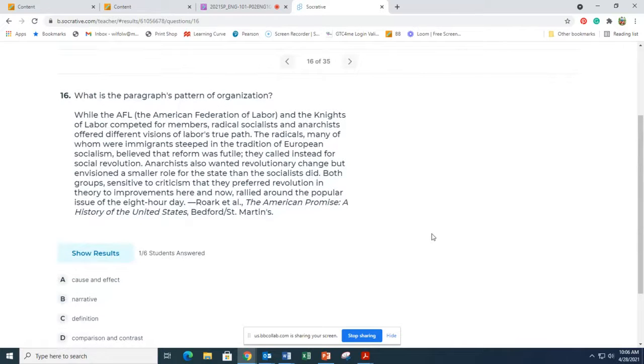So here's the paragraph. While the AFL, the American Federation of Labor, and the Knights of Labor competed for members, radical socialists and anarchists offered different visions of labor's true path. The radicals, many of whom were immigrants steeped in the tradition of European socialism, believed that reform was futile. They called instead for social revolution. Anarchists also wanted revolutionary change, but envisioned a smaller role for the state than the socialists did. Both groups, sensitive to criticism that they preferred revolution in theory to improvements here and now, rallied around the popular issue of the 8-hour workday that we currently have now.